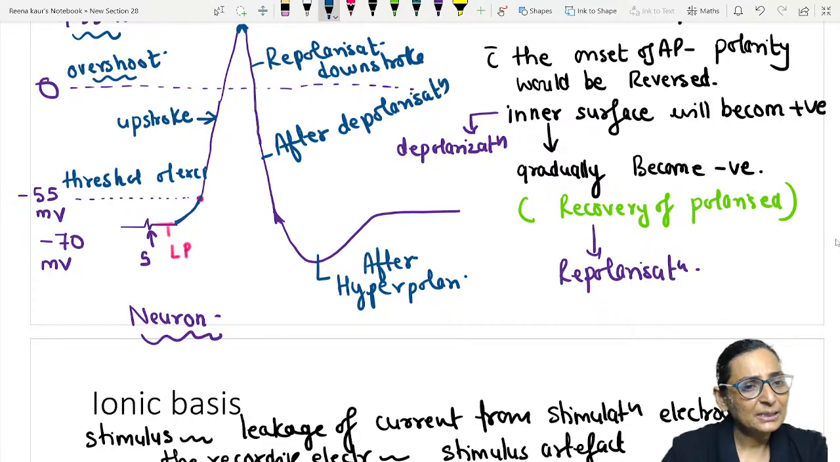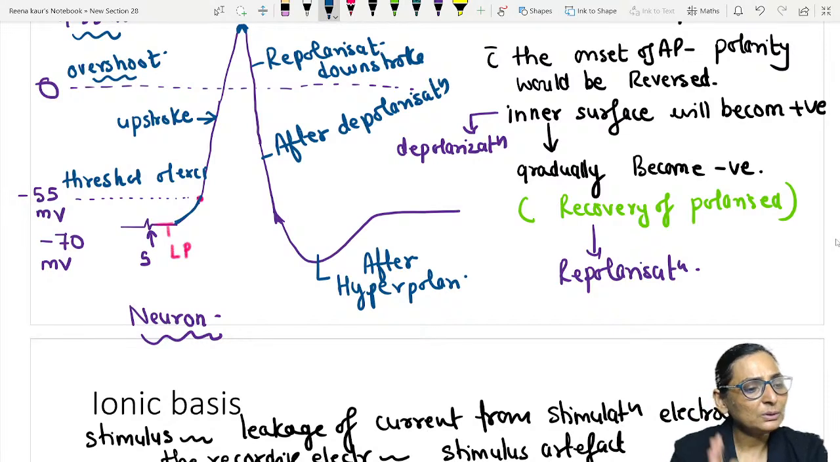But once it reaches up to -55, this is called as threshold for excitation, resulting in the massive explosive opening of sodium channels. Large amount of sodium ions come inside and result in upstroke, extreme positivity. It crosses the overshoot, that is 0, and reaches up to plus 35. At plus 35, the sodium channels will close and the potassium channels will open, resulting in the downstroke.